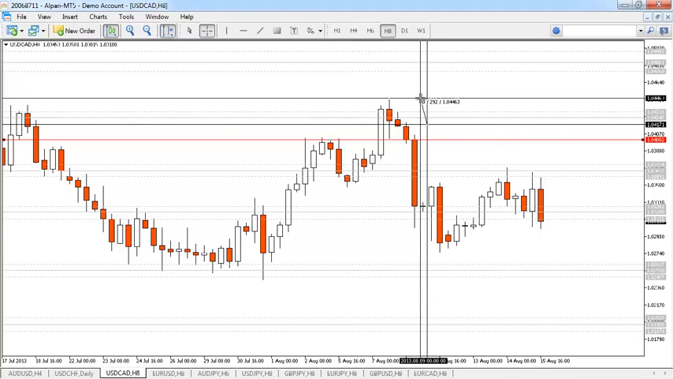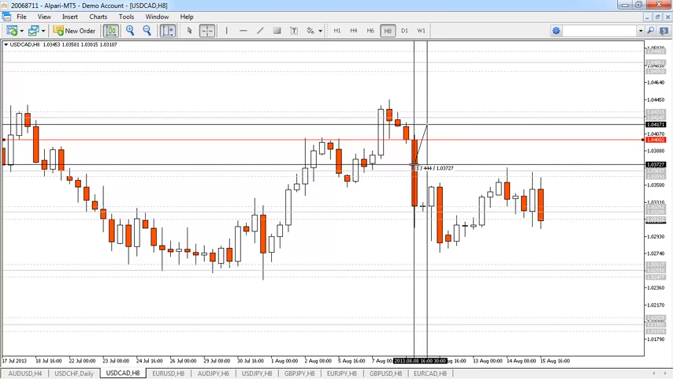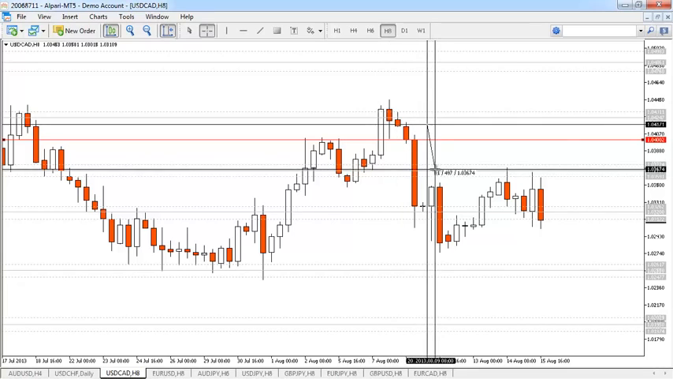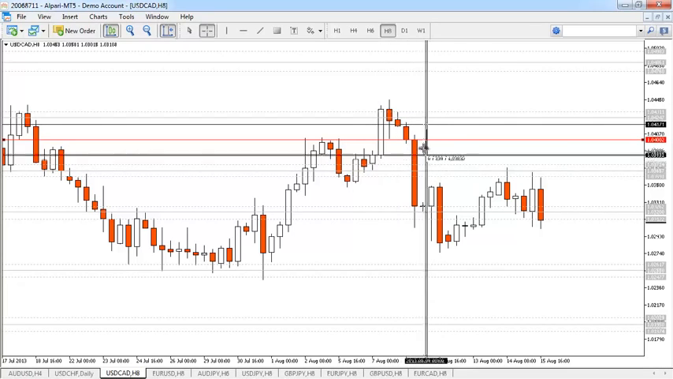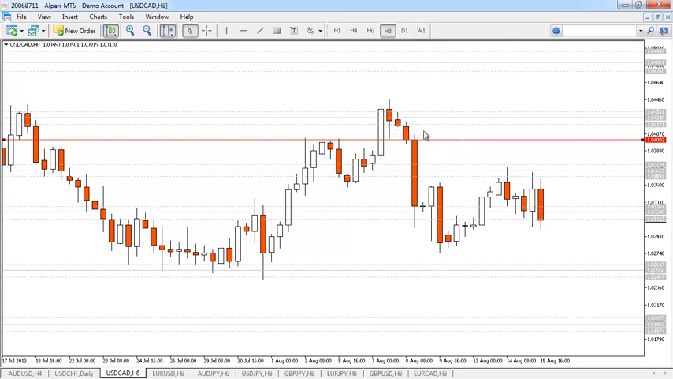So stop loss would be something like 30 pips. Target would be something like minimum 45 pips, but more like 50 pips, something like that. And that's just the first target. Second target would be a fair bit more. But that's another example of entering on a retrace.